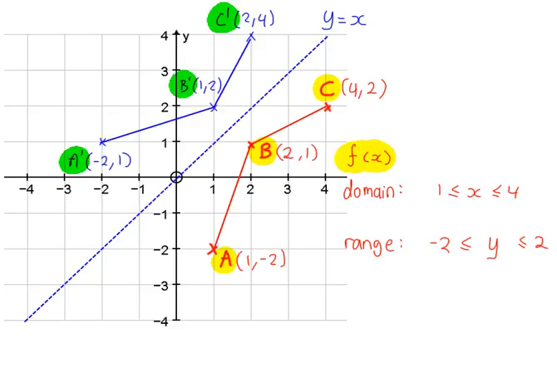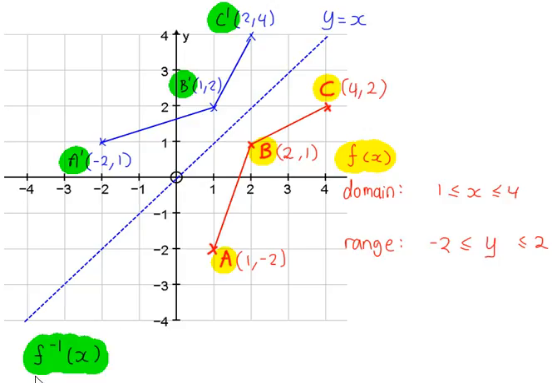And here are the same points after the reflection. And what you can see here is the x and the y values have swapped around. X and y, they've swapped around. 4, 2 becomes 2, 4. So the key thing to remember is for inverse functions, swap x and y.